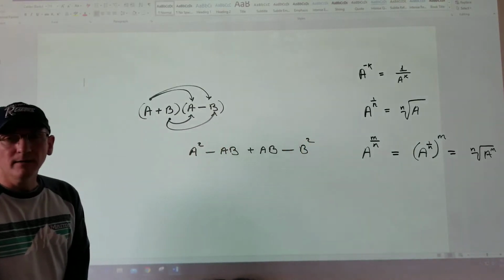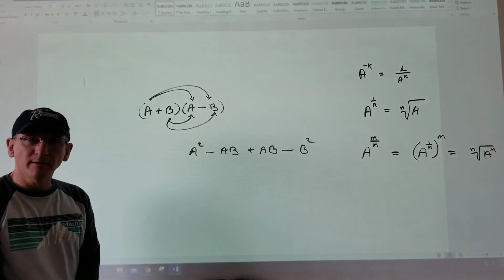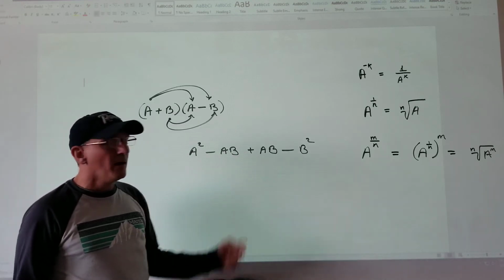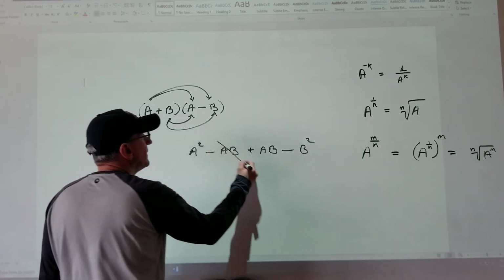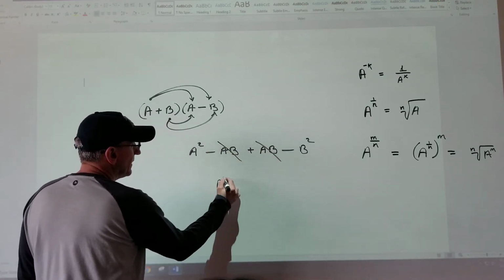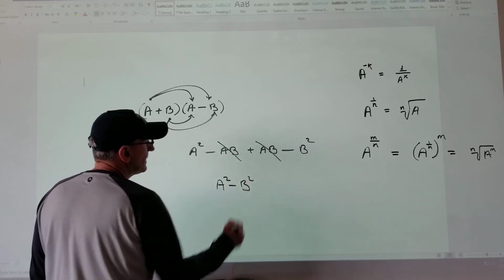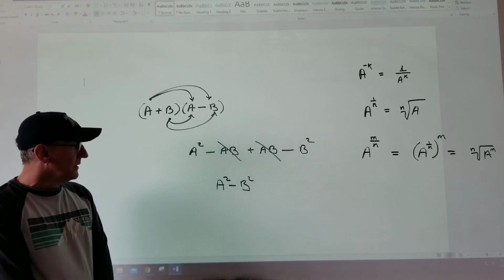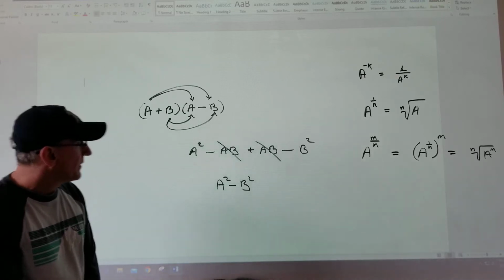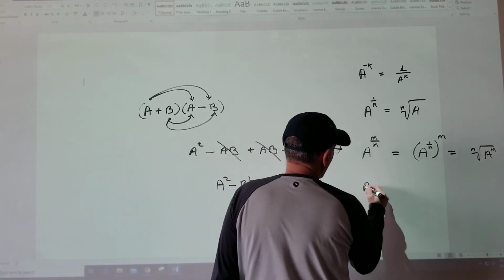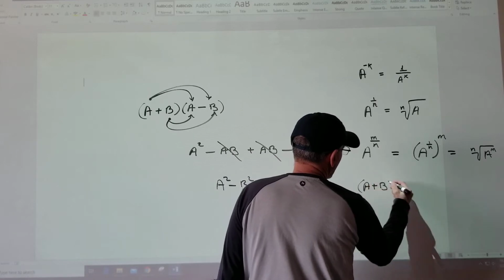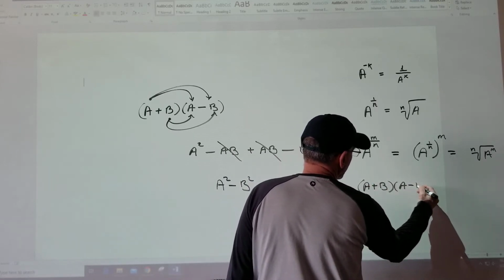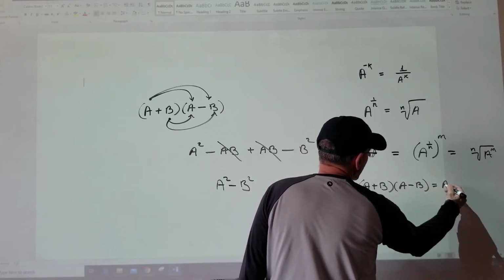What's going on here? Same thing as you saw with the numeric example. The two terms in the middle are opposites. They're going to cancel, and in the end, all you have is a squared minus b squared. That's actually the property of conjugates, and we're going to exploit that when we simplify some square root expressions. So remember, a plus b times a minus b is a squared minus b squared.